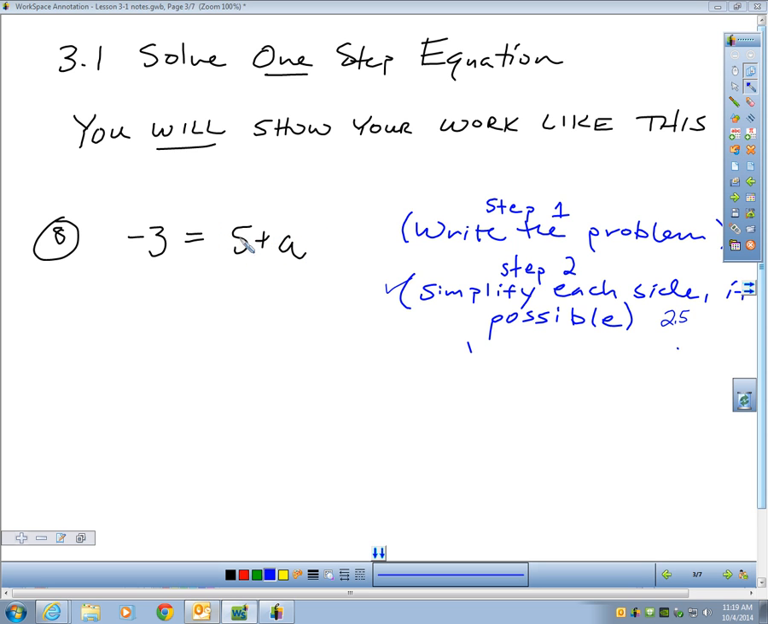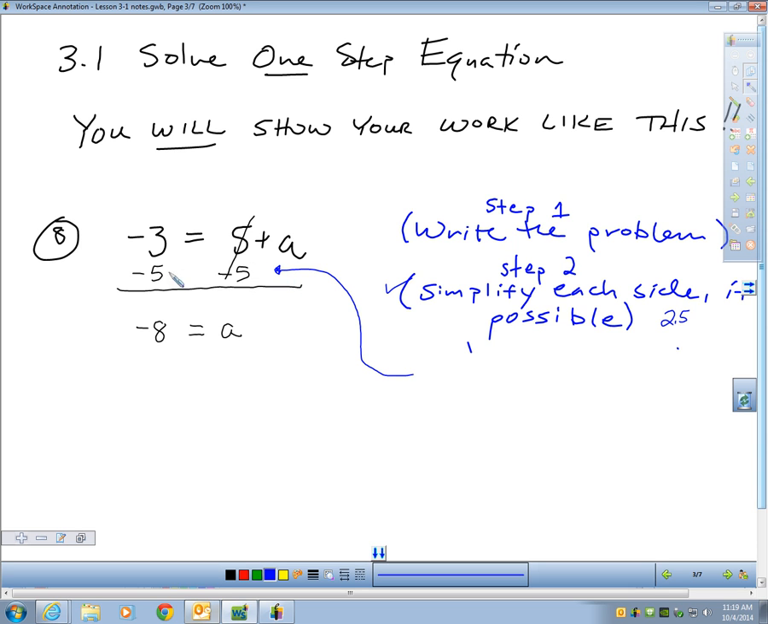I got to get rid of this plus 5 layer, so I'm going to subtract 5 from the left, and I will subtract 5 from the right. And 5 minus 5 cancel. I get a on the right, and I have negative 8 on the left. That's what my work should look like, okay? Now, by the way, I just want to put a couple more notes here. I won't make you write these notes when you solve your problems, but for your notebook, I would like you to put these in here.